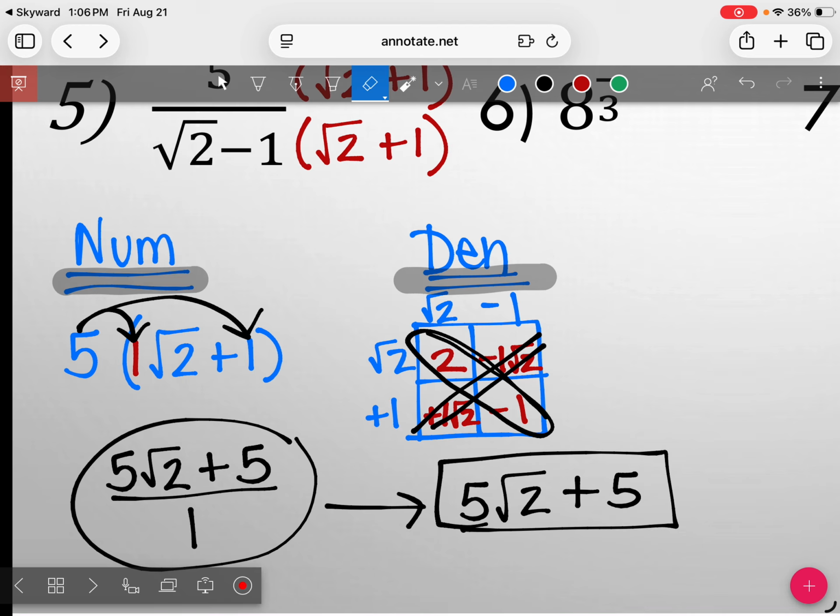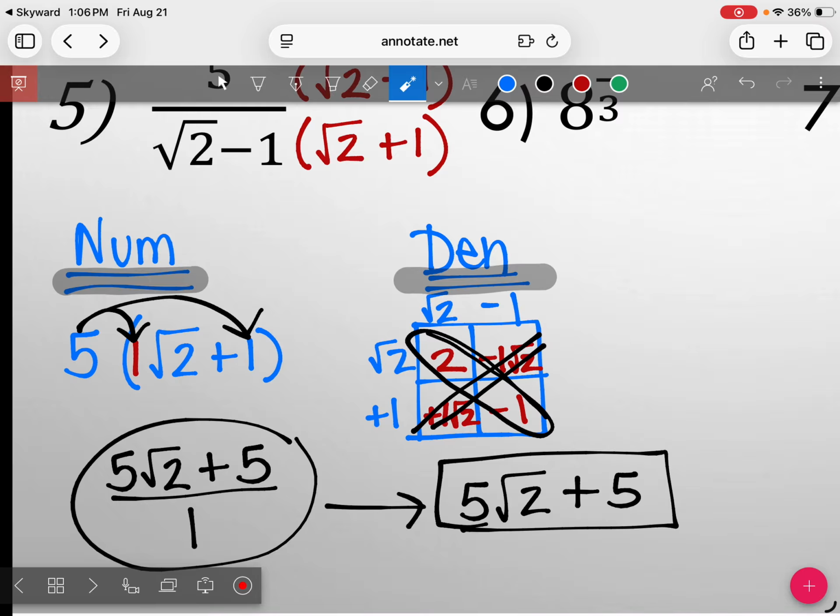The square root of 2 times the square root of 2. I didn't show my work. I'm sorry, I should have. But in this box was a square root of 4, and I just changed that to a 2. I just didn't write that. But yes, we went from square root of 4 to a 2.